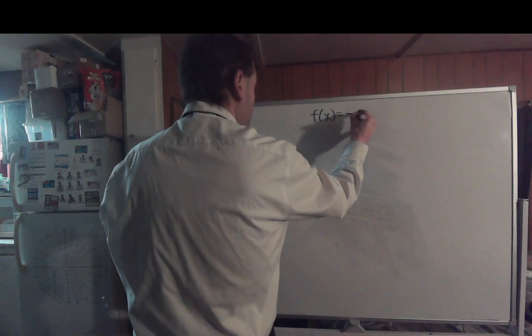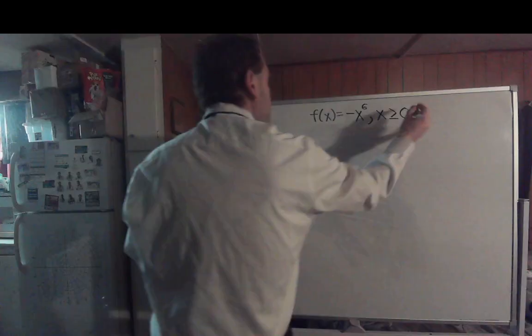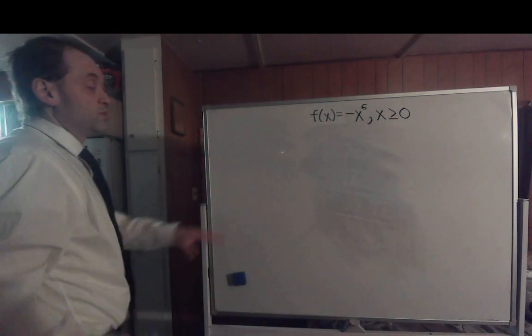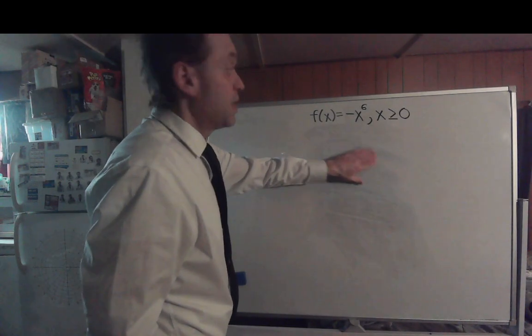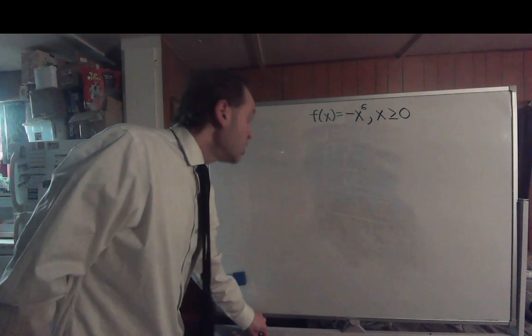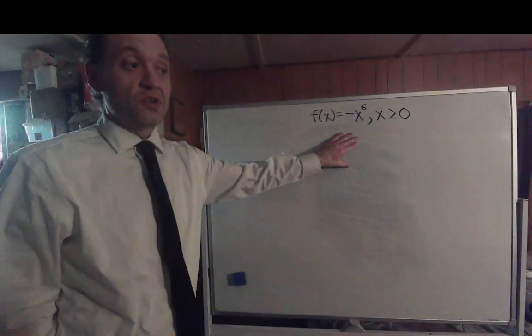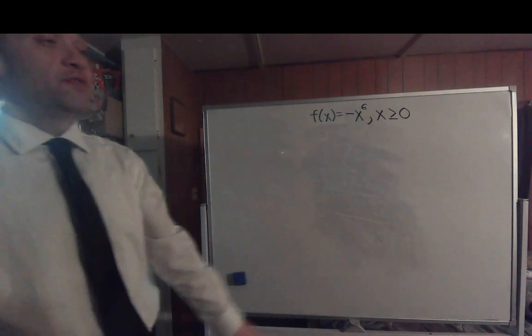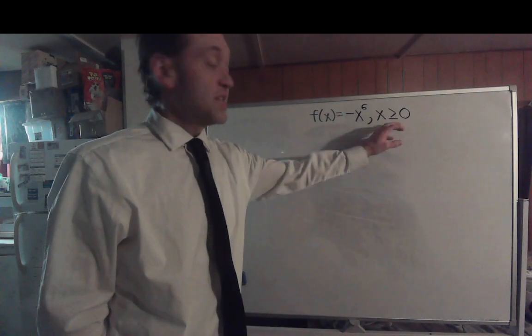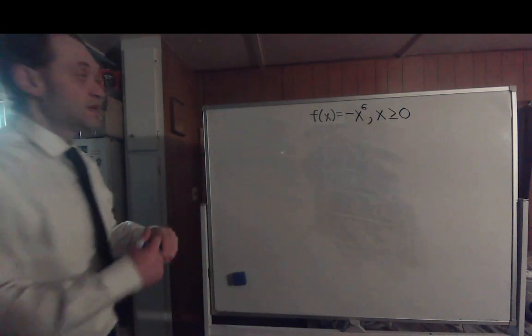All right. Now here's something different. f of x equals negative x to the 6th, where x is greater than or equal to 0. So notice something. We have an even power, which by itself would mean there's no inverse of the entire function. But if you restrict the domain, in this case x greater than or equal to 0, you can take the inverse of half of this.